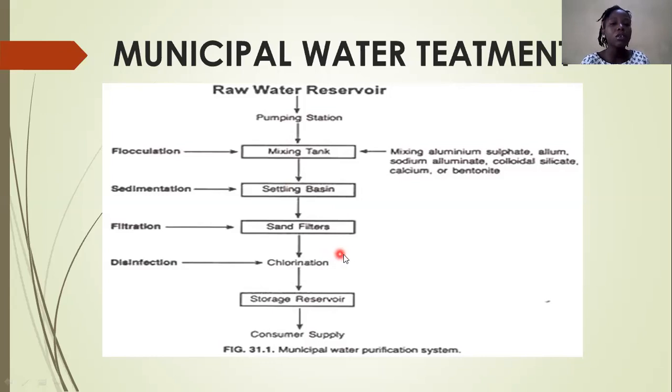So the next thing is chlorination. That means chlorine is added to disinfect the water. Now, we know from previous studies that chlorine is a poisonous substance, but it is used in treating water because a calculated amount of it is added to the water so that it will kill any germ. So chlorine is a germicide. That means it kills germs. Only a calculated amount of it is added. If excess chlorine is added, it can become poisonous. So a calculated amount is added to the water to kill any germ that might be present in that water.